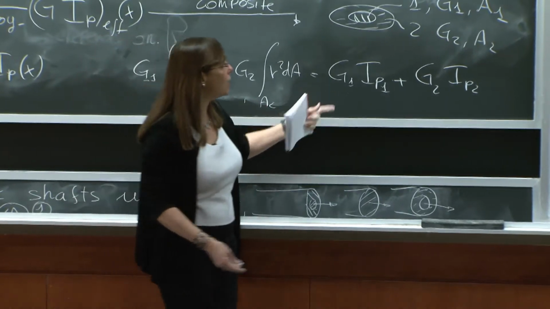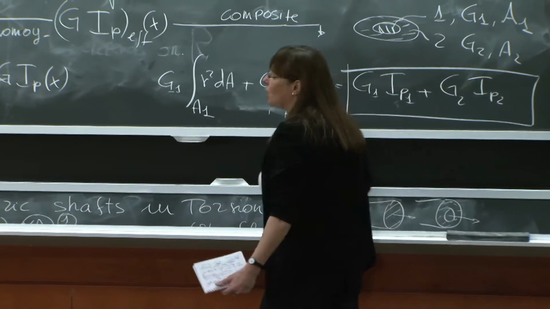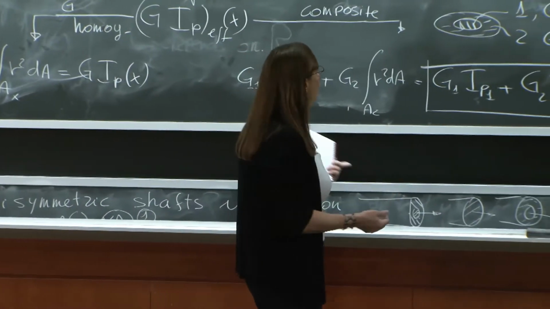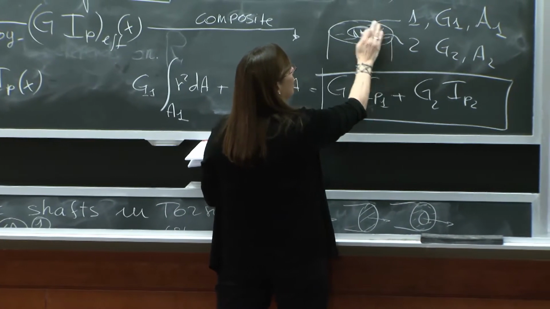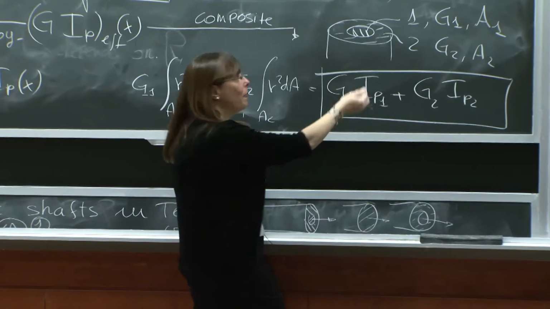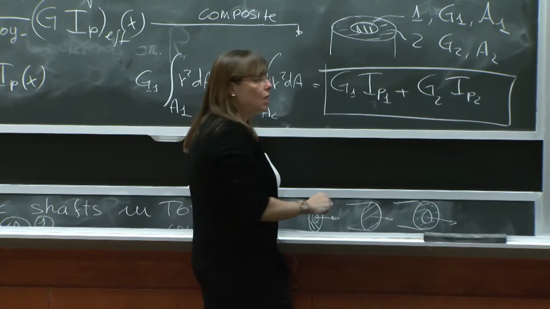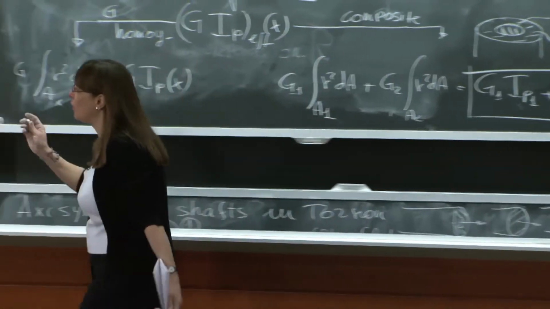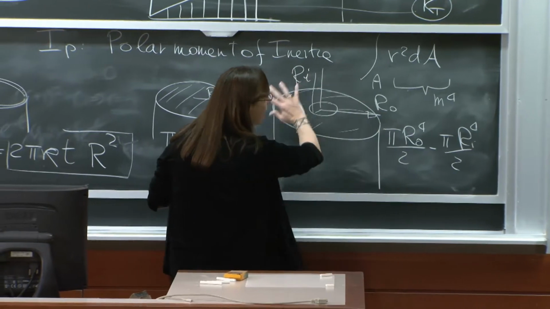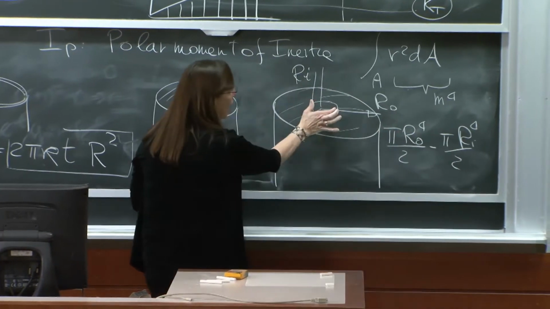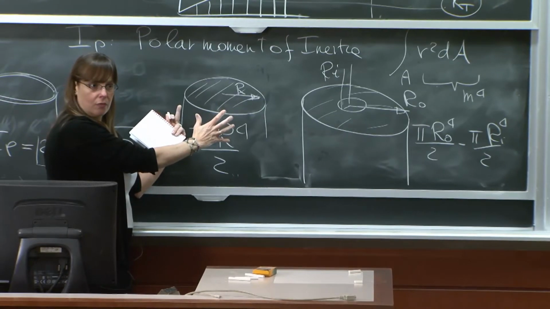Okay, so for a composite, you need to sum the contributions. Remember, when you sum the contributions in axial loading, your area 2 here would be the thick ring, which would be πr squared out minus πr squared in, right? It's the same thing with Ip. If you have a composite shaft, then you do the Ip of the outside using this, and you do the Ip of the inside using that. Okay?